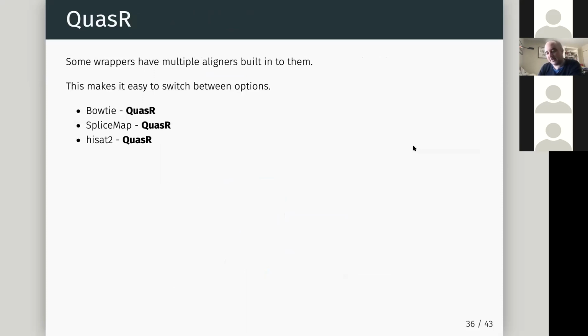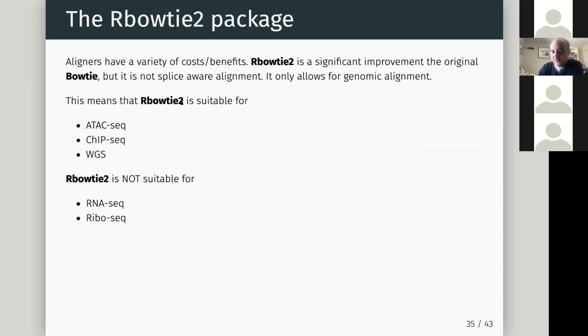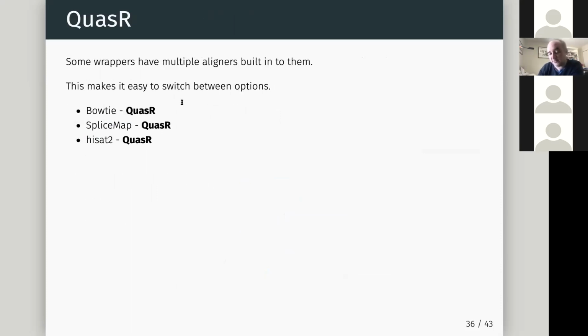So QuasR is a wrapper package. It actually wraps a lot of different tools, and it wraps Bowtie, SpliceMap, and HISAT2. So Bowtie, I've just said, please don't use. Bowtie2 is the choice if you wanted to do that. SpliceMap is a very old splice aligner, but HISAT2 is very cutting edge and used a lot.